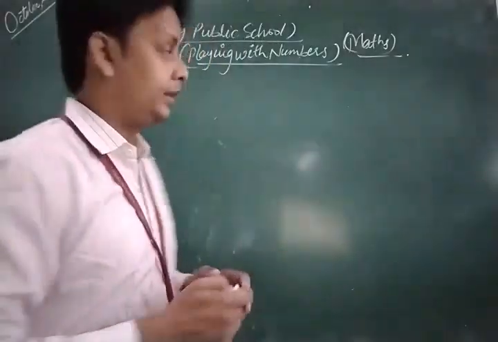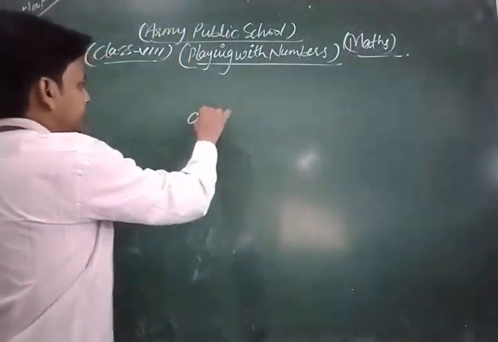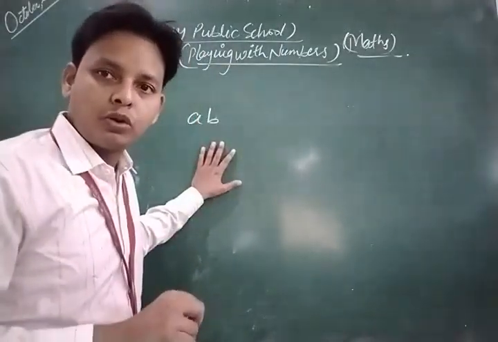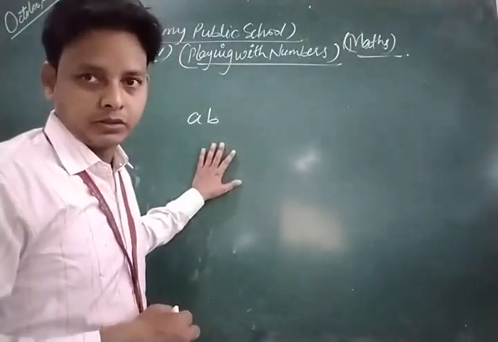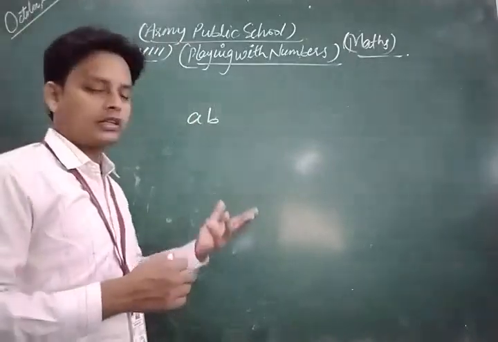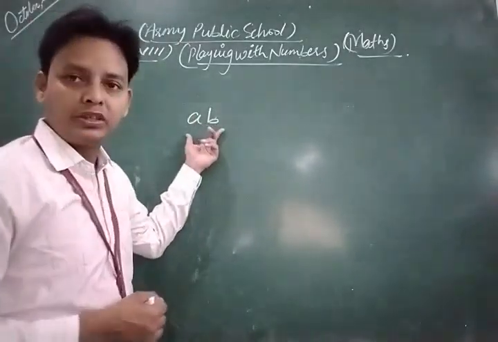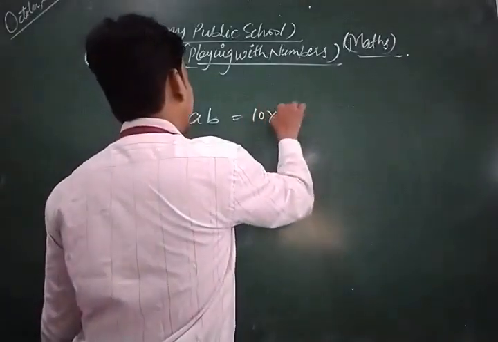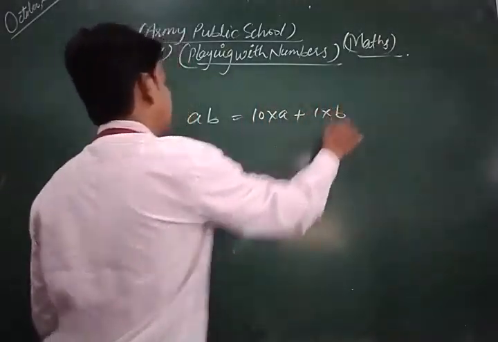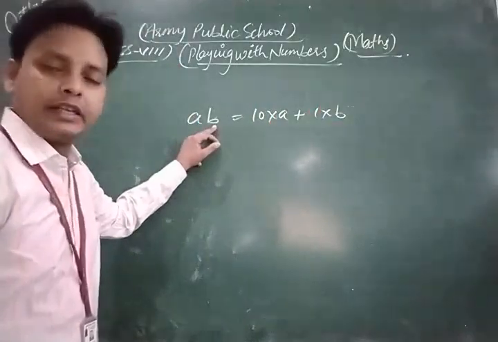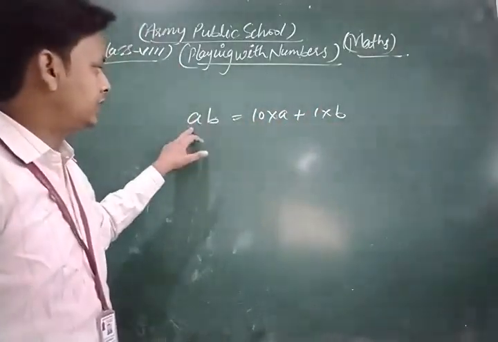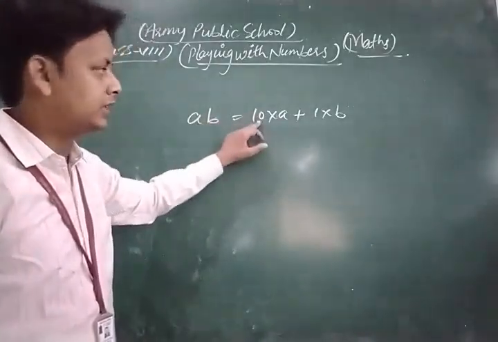It says that when any two digit number is written in this way, we discussed the generalized and usual form of two digit or three digit numbers. In the previous class I just revised them. Suppose we have a two digit number, then we can write it in generalized form in this way: 10 into a plus 1 into b, because here b is the unit digit, so its coefficient is 1, and a is the tens digit, so its coefficient is 10.